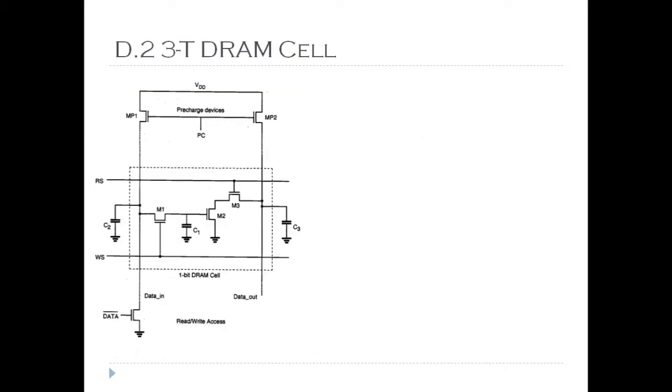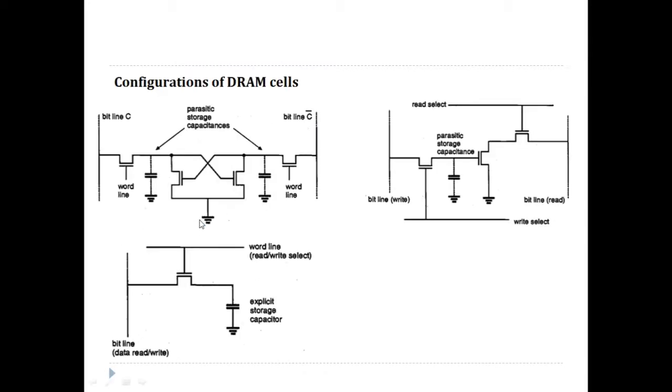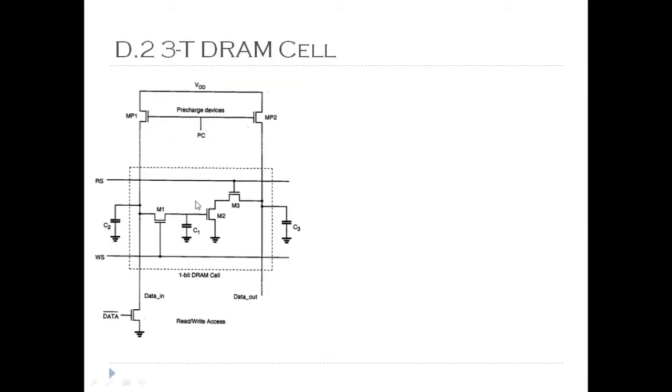Now let's talk about 3T DRAM cell. Let's look at the circuit first. The selected area, the part which has been highlighted by this rectangle, is nothing but a 3T DRAM cell like we have seen here. It is the same circuit or the same configuration, 3T DRAM cell. Here the gate input of M3 is connected to row select. So this is row select, but it is used for read operation. So it is also called read select.